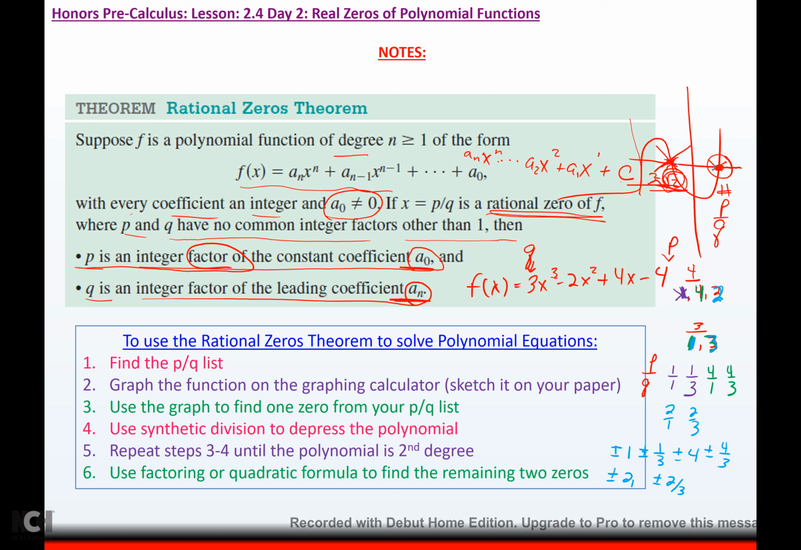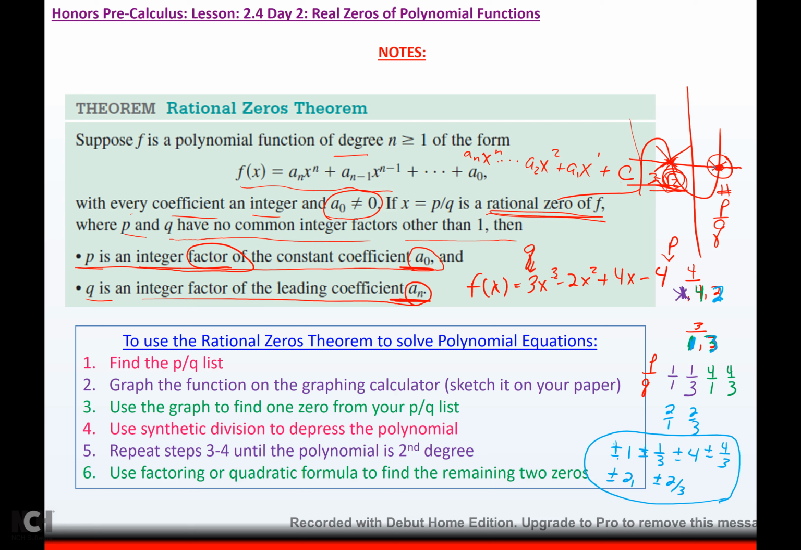If this thing crosses at a rational number, it has to be one of these. Has to be. This theorem guarantees it. So you're saying, well, great, what good does this do me? Well, in the olden days, before we had graphing calculators, this theorem was huge.